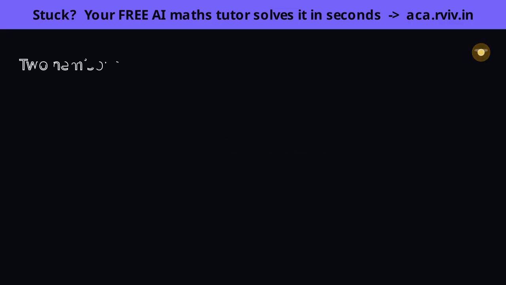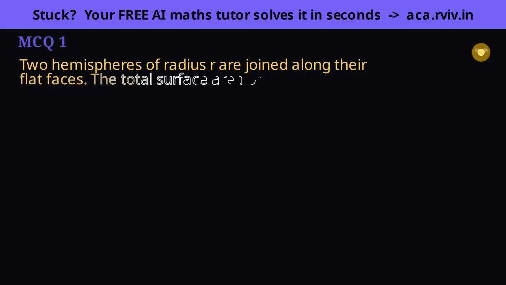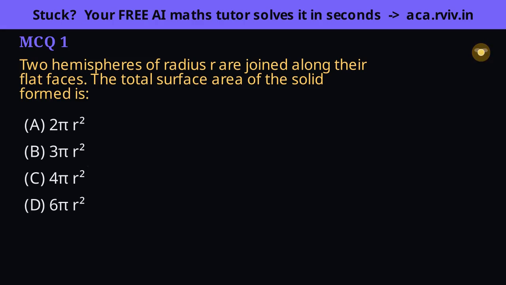Picture it before you compute. Two hemispheres pressed flat face to flat face rebuild one complete sphere, so the answer must be the sphere's surface. Watch out for the trap of adding two separate curved surfaces. Consider the four options. The two flat faces are pressed together and sealed inside, so they vanish from the surface. What's left is a complete sphere, whose surface area is 4 pi r squared, option C.